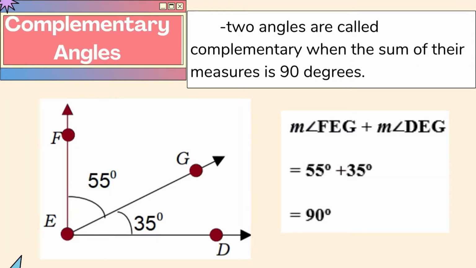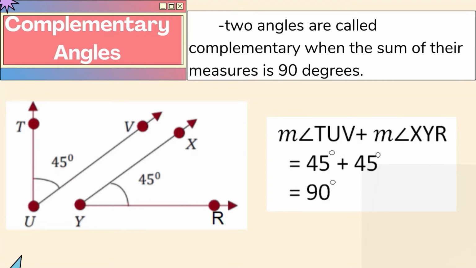Next, complementary angles. Two angles are called complementary when the sum of their measures is 90 degrees. The measure of angle FAG plus the measure of angle DEG is equal to 55 degrees plus 35 degrees, and that is equal to 90 degrees. Therefore, the two angles are complementary angles. Angle DEG is the complement of angle FAG. Also, angle FEG is the complement of angle DEG. Angles DEG and FEG have a common side EG and a common vertex E, but no common interior points. Therefore, angle DEG and angle FEG are adjacent angles at the same time complementary angles.